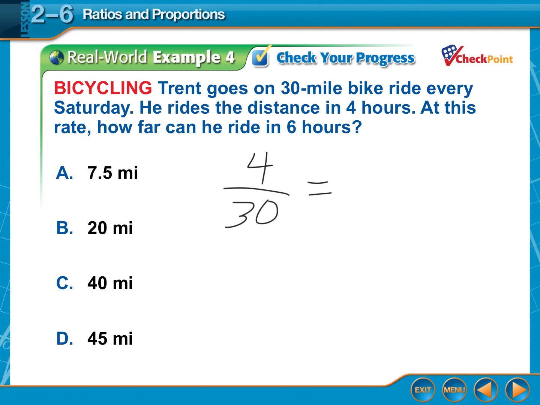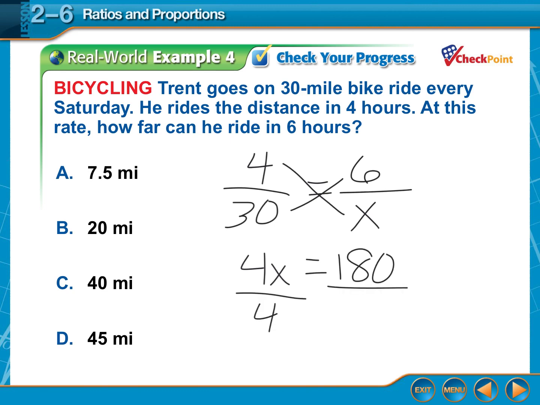Equals, now since we put the hours on the top, X over 6. We have to put the hours on the top still, so keep them the same. And then we don't know how far, so we put X there. So the variables need to match on the top and the bottom. Their labels need to match. So here, what do we do from here? Cross multiply. So we have 4x equals 6 times 30, which is 180. Then we divide by 4. X equals 45.